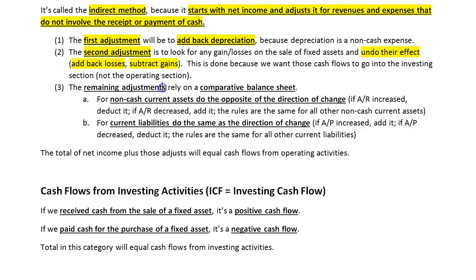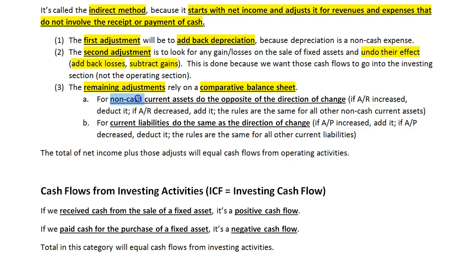Alright, the remaining adjustments rely on something called a comparative balance sheet. A comparative balance sheet, which we're going to see on the next page, is a balance sheet that has more than one year on it, so at least 2 years. On the comparative balance sheet, here are these simple rules. We'll make sense of them later, but here are the rules.